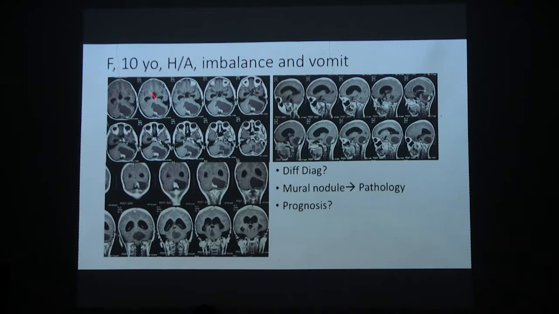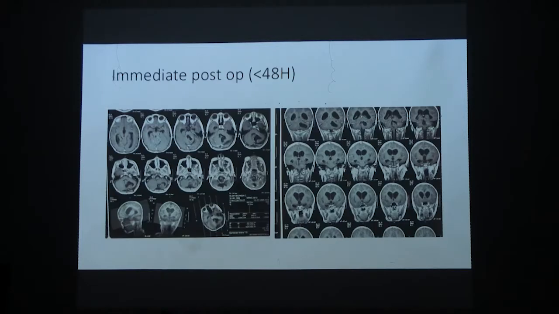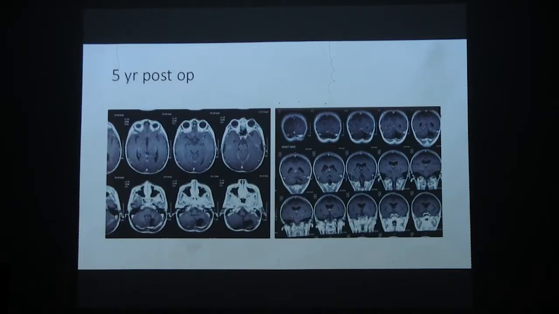There's another case. 10 years old female, headache, imbalance, and vomiting. What is the differential diagnosis? You can see that. It's probably hemangioblastoma. It could be pilocytic astrocytoma. So anyway, we have to remove this enhancing nodule. What is the prognosis? I think the prognosis is good. And this is immediate post-op within 48 hours. You can see that. And then it turned out to be pilocytic.